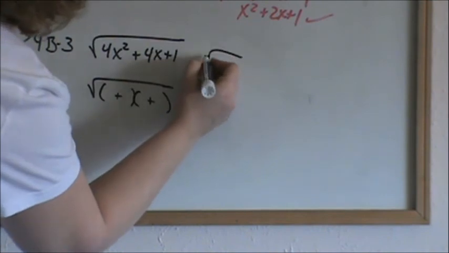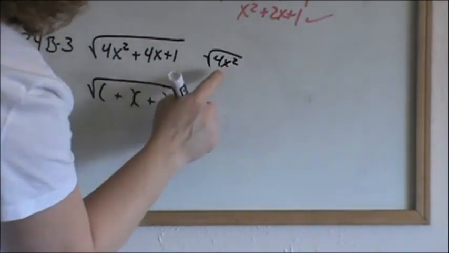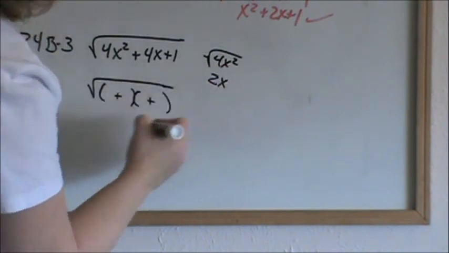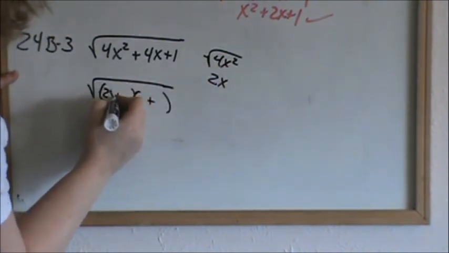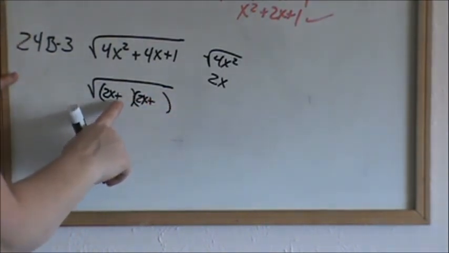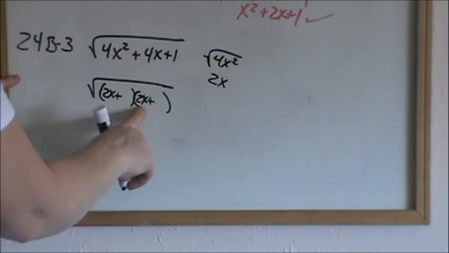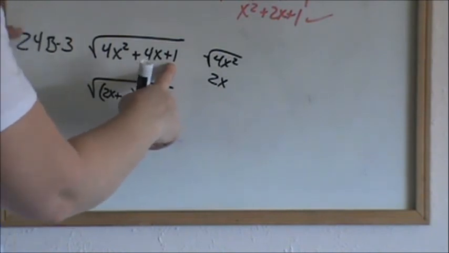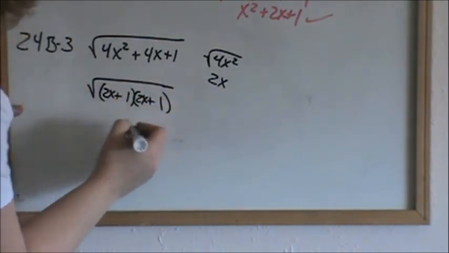The square root of 4x squared. The square root of 4 is 2. The square root of x squared is just x. So these factors will be 2x, because remember, our parentheses need to look exactly the same. And if you had a 4x here and a 1x here, they don't look exactly the same. And then the square root of 1 is just 1. Your factors of 1 are just 1 times 1.